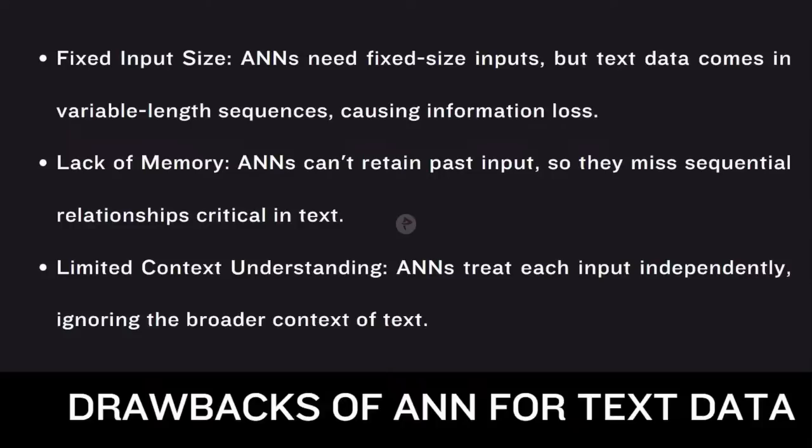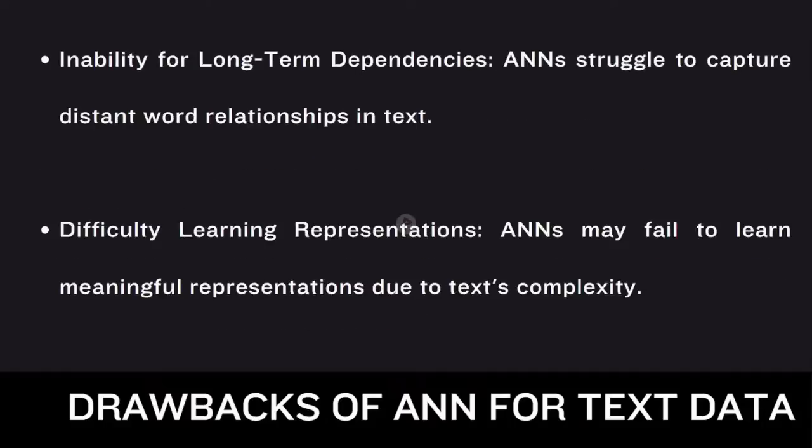And limited context understanding. ANNs treat each input independently, ignoring the broader context of the text, which is really important. Let me show you some examples afterwards. And the inability to handle long-term dependencies. ANNs struggle to capture distant word relationships in text, and have difficulty learning representations. ANNs may fail to learn meaningful representations due to text's complexity.